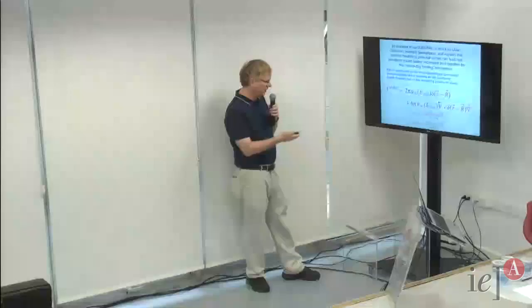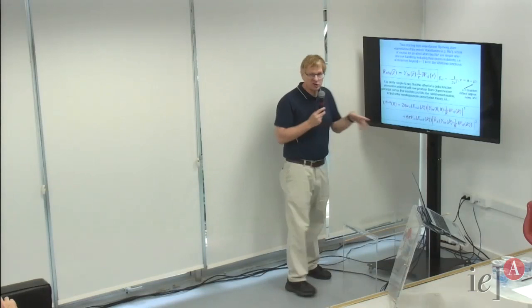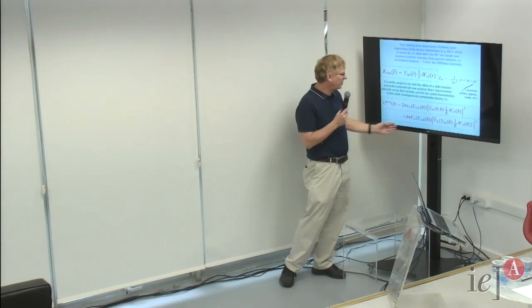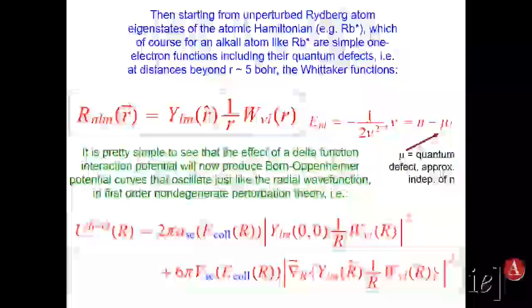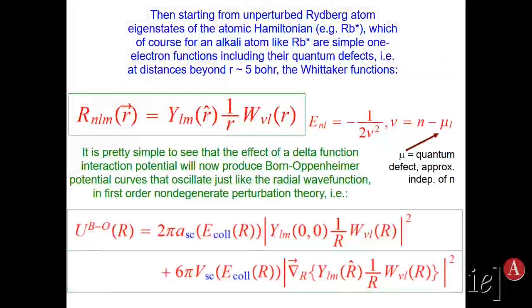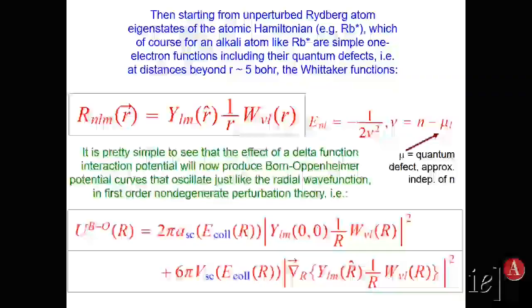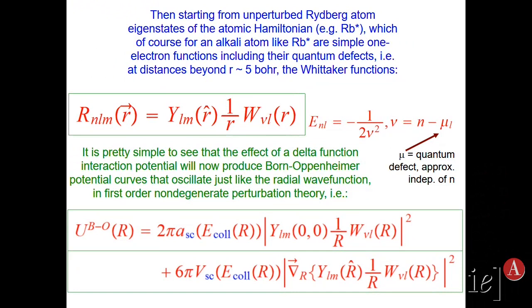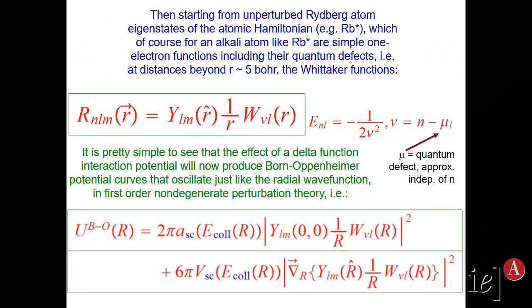So if you take that potential of the electron and a Rydberg electron and a perturbing atom in first order perturbation theory, like say you have an NS Rydberg state, you can just do first order perturbation theory, and you see the Born-Oppenheimer potential curve will simply, when you do a matrix element of a delta function, just be the radial wave function squared. And so you'll get Born-Oppenheimer potential curves that oscillate and look just like a wave function, actually. They look like the electronic wave function. And there's an S wave and a P wave term.